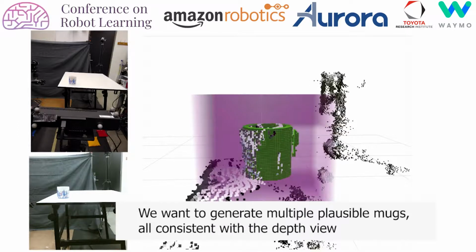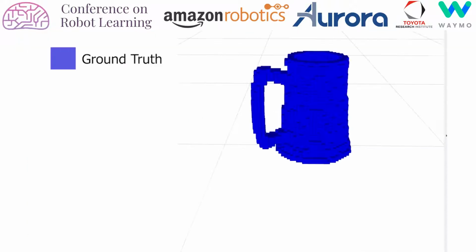Since the handle is hidden from the sensor, we may imagine the handle is to the left, right, straight back, or perhaps there is no handle. Unlike other algorithms, our plausible shape sampling network generates all of these possibilities.